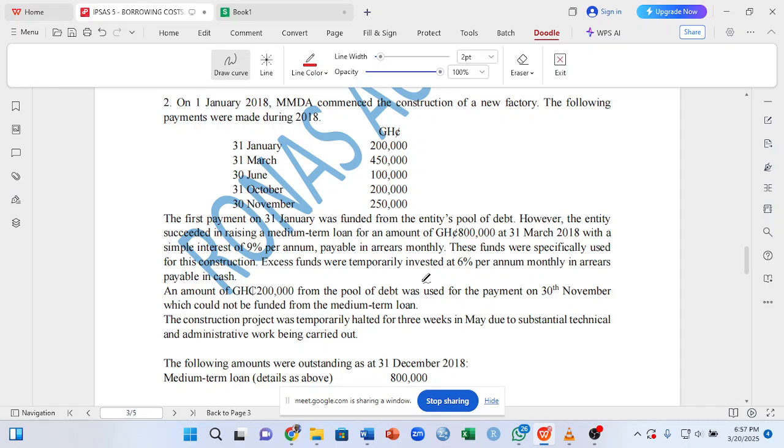On 1st January 2018, MMDA commenced the construction of a new factory. The following payments were made during 2018: 31st January, 200,000; 31st March, 450,000; 30th June, 100,000; 31st October, 200,000; 30th November.